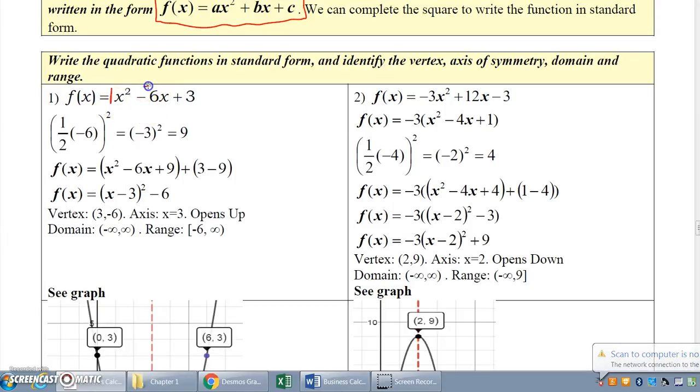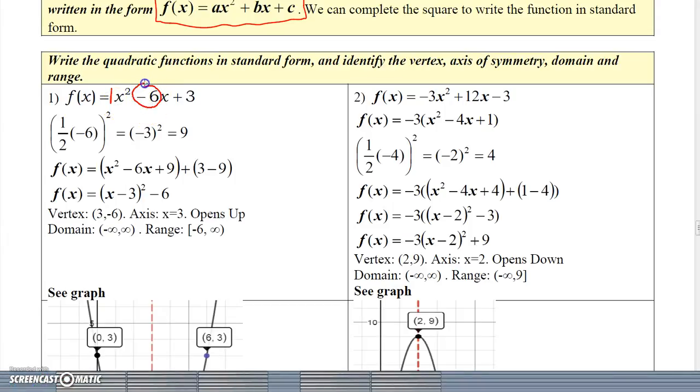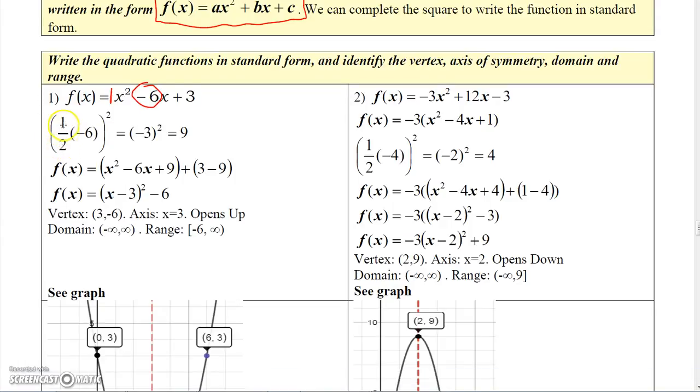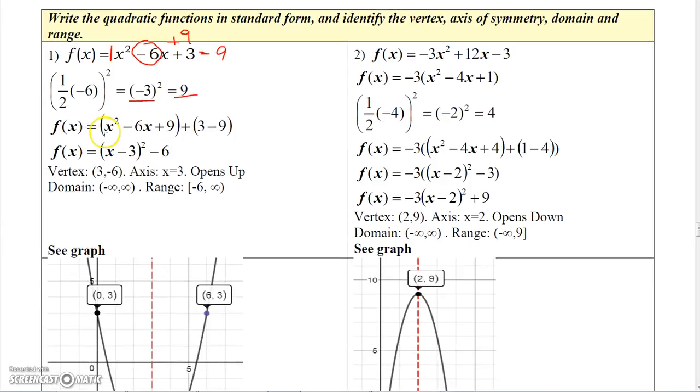Because what you do is you look at the coefficient of the x term, which is negative 6, and you take half of that, so you multiply it by 1/2, and then you square it. Half of negative 6 is negative 3, and negative 3 squared is 9. Then you add 9 to these two terms. That completes the square. But you can't just add 9 without doing something to balance it out. So we're going to take 9 away from the constant term, the 3. So this is what it's going to look like.